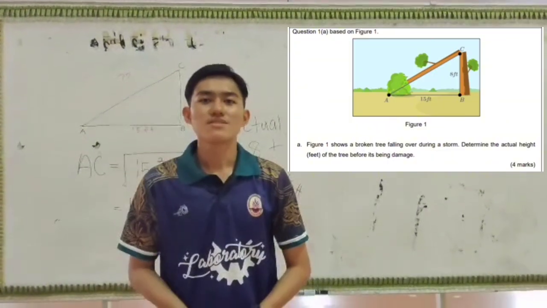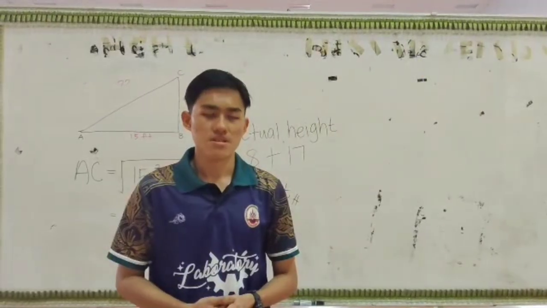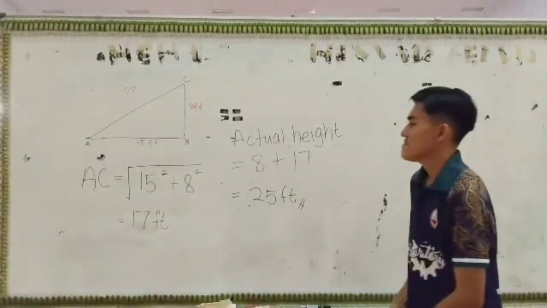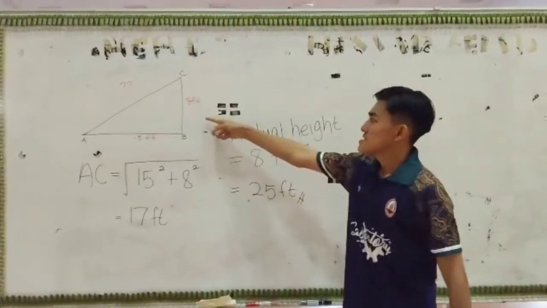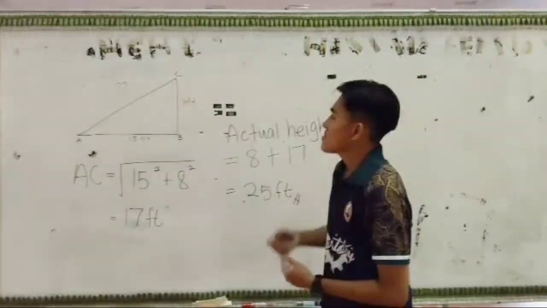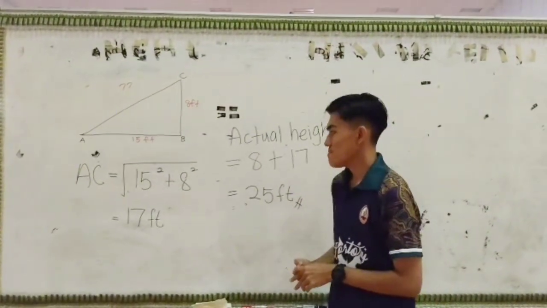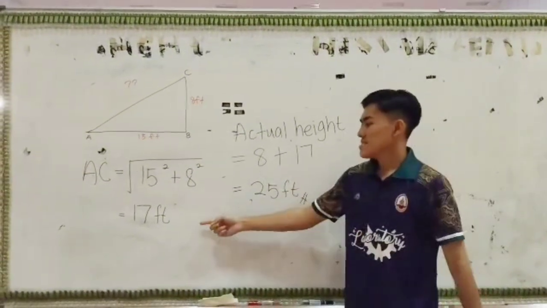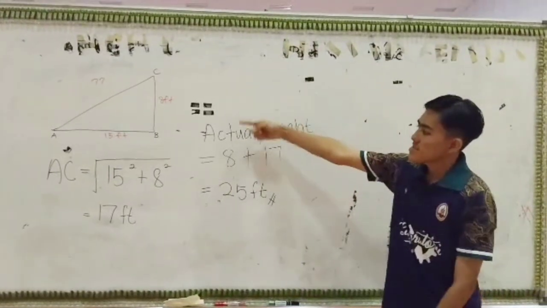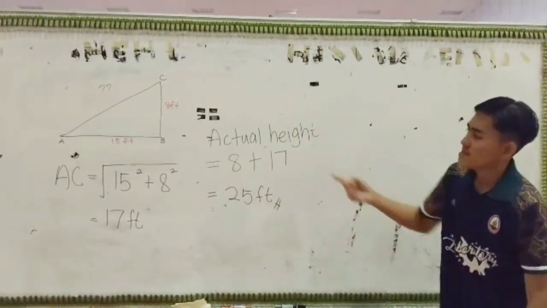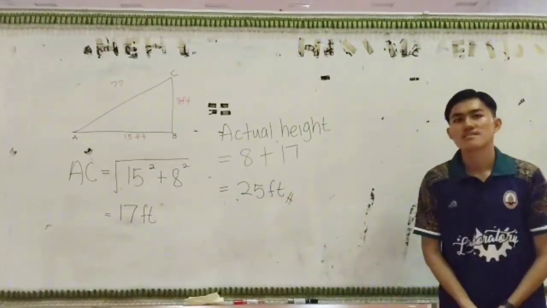Question 1A. Figure 1 shows a tree falling over during a storm. Determine the actual height in feet before it was damaged. Based on Figure 1, we can see the triangle shape. The adjacent is 15 feet, the opposite is 8 feet. We can find the hypotenuse AC using Pythagoras theorem: square root of 15 squared plus 8 squared. We get 17 feet. But we need to find the actual height, so we need to add the lengths CB and CA. We get 8 plus 17 equals 25 feet.